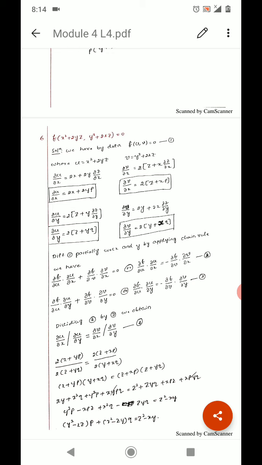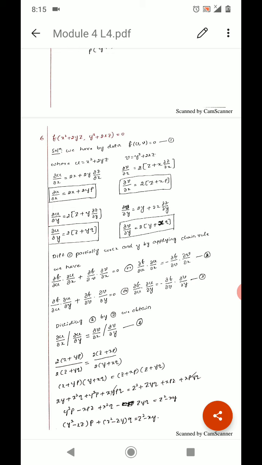Now differentiate v with respect to y. Del v by del y is equal to differentiation of y square is 2y plus 2 into x into differentiation of z is del z by del y. So del v by del y is equal to 2 of y plus xq.